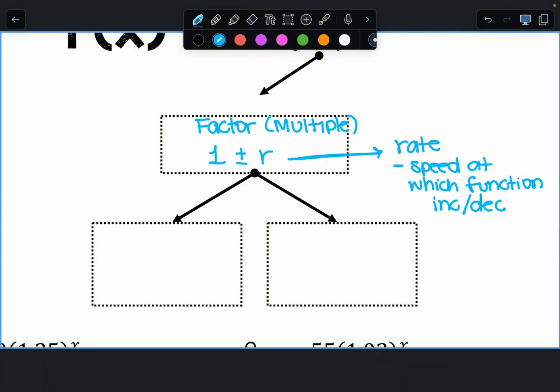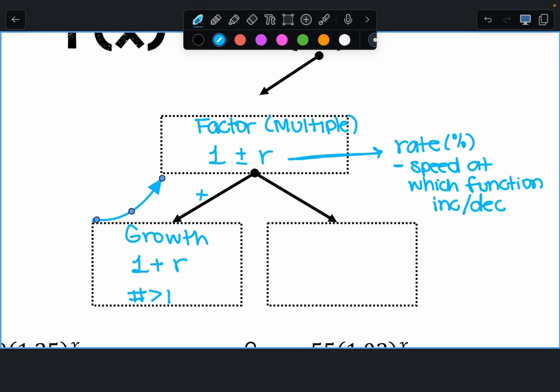Now, you will always recognize the rate because the rate will be in the form of a percent. Okay? The rate will always be in the form of a percent. Now, if we take the number 1 and add any number, that number will be greater than 1. If the number is greater than 1, we will see growth, meaning the zombie population increasing.